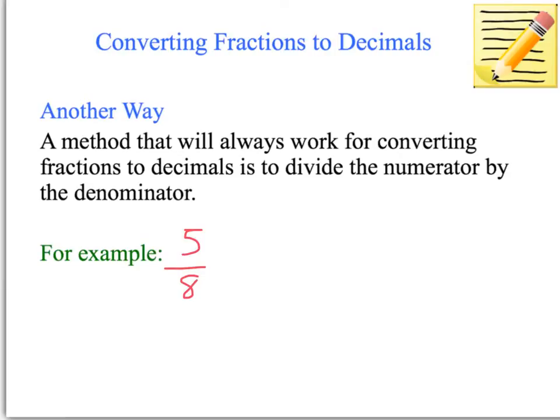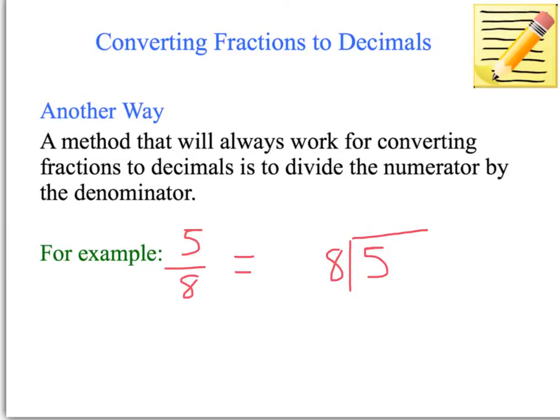Okay, so we need to divide the top number, the numerator, by the denominator. So we know that 5/8 means 5 divided by 8. So we need to work it out. Right, now let's work this out.